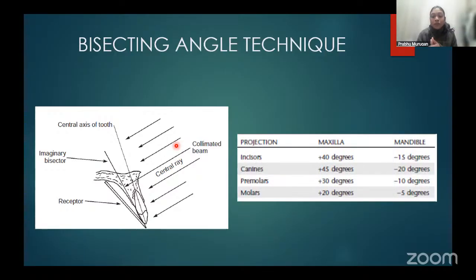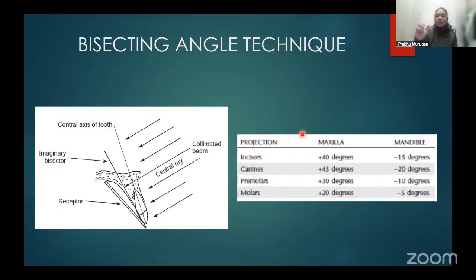If you see in the initial textbooks, I think until the South Asian first edition, it was a hard and fast rule that we had followed. That is plus 40 degrees for your maxillary. It is going to be positive angulations, and for your mandible, it is going to be negative angulations. The angulations will be mentioned on the extended arm of the X-ray machine.